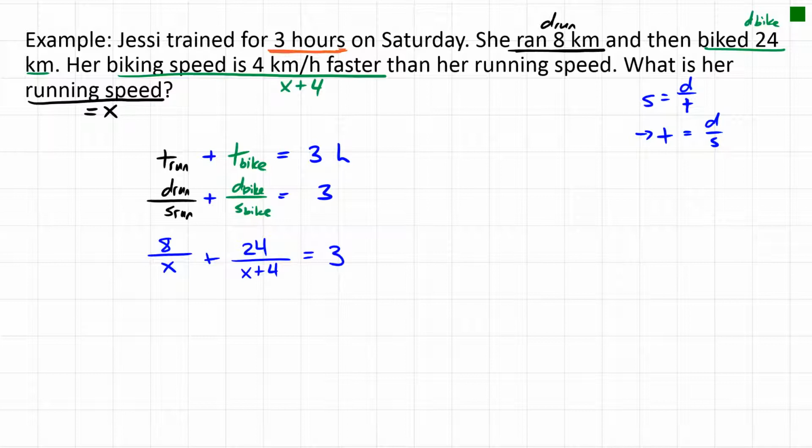Now we've reached the point where we just have our rational equation that we have to solve. Ignoring all the other words and circumstances, this is just a rational equation of the type that we've learned how to solve in this unit. So to solve this, we're going to multiply each side by whatever we have to multiply by to eliminate the denominator. So in this case, we have to multiply by x times x plus 4 to eliminate the denominator.